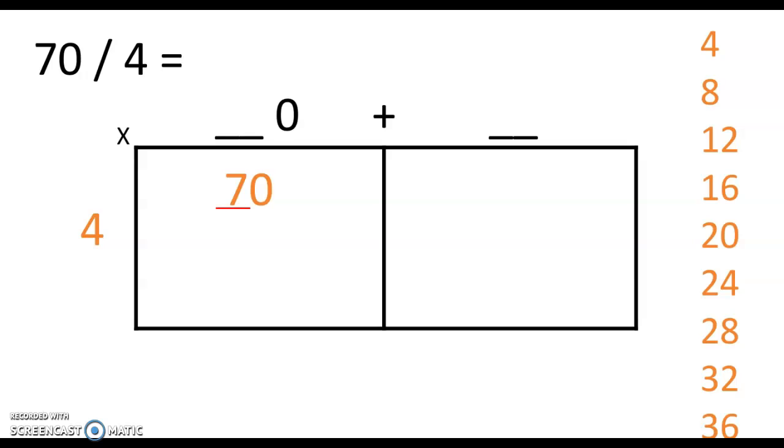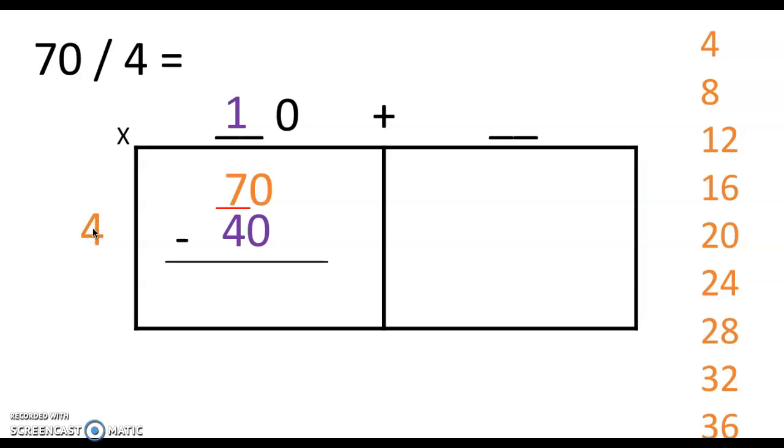So we're going to see what's the closest we can get to 7 without going over. Well, 8 is one too many, so that means it would be 4. I skip counted one time to get there. But remember that 1 is in the tens place. So it's really 10 times 4 is 40.